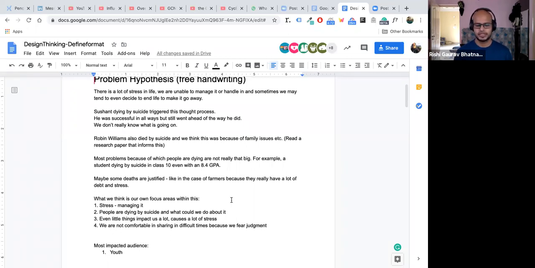It's not that simple, right? A class 10 student, even though they have an 8.4 pointer, in their own eyes, because their inner critic is so bad, may actually think that this is the best way for me to go ahead, the best thing for me to do. So I would like for you to do a little bit more research into mental health and suicide as a space.